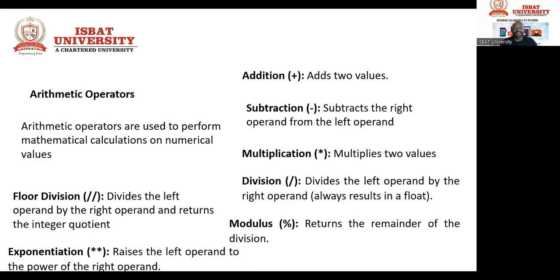The next one is exponentiation. That is, as you all are aware, 2 to the power of n, or 2 to the power of 1, or 2 to the power of 0. It raises the left operand to the power of the right operand. For example, 2 to the power of 2. The exponent is the right operand, and it keeps on multiplying.